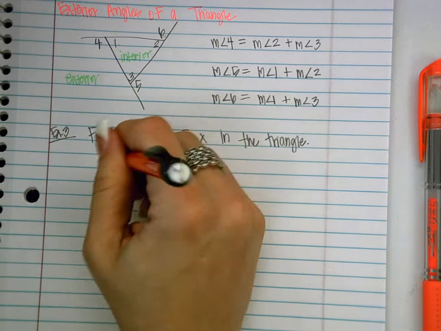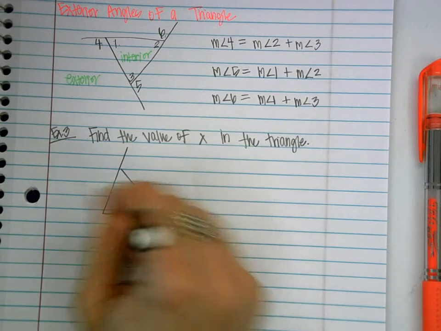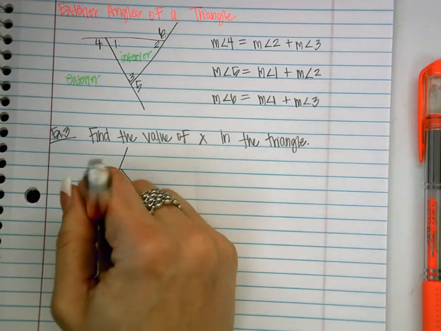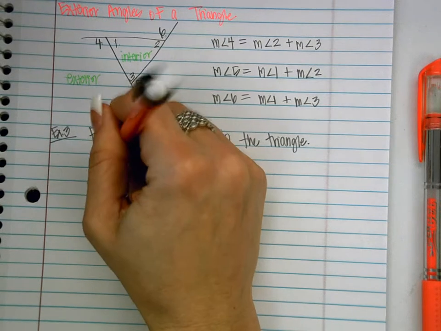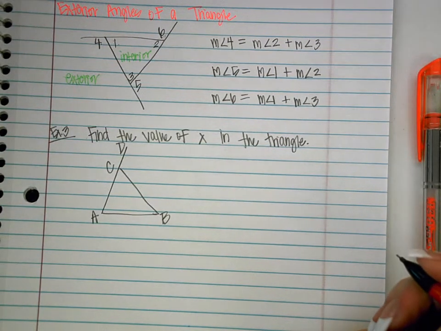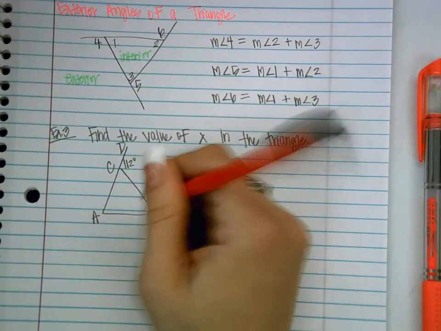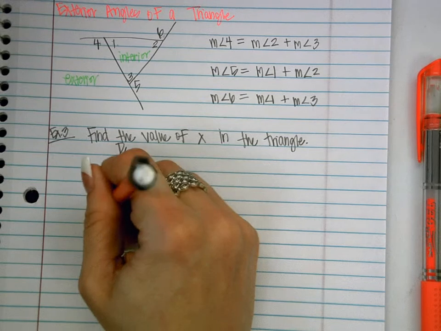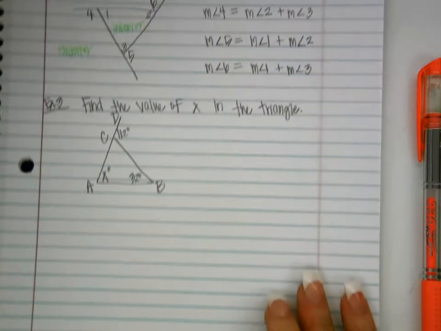If I give you a triangle that looks like this, and I'm going to label this triangle A, B, C, and D. Okay, so I'll give you guys a second to draw that triangle.